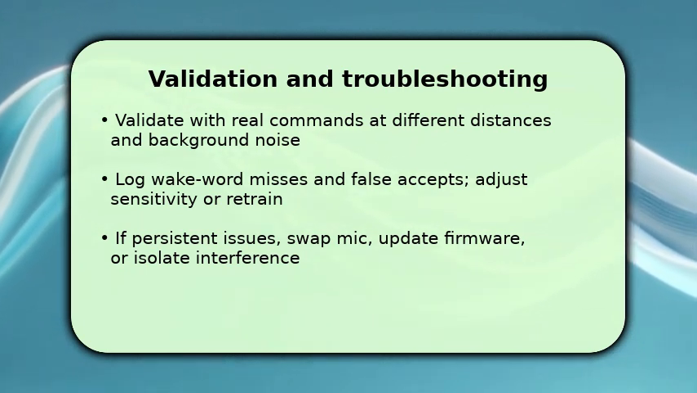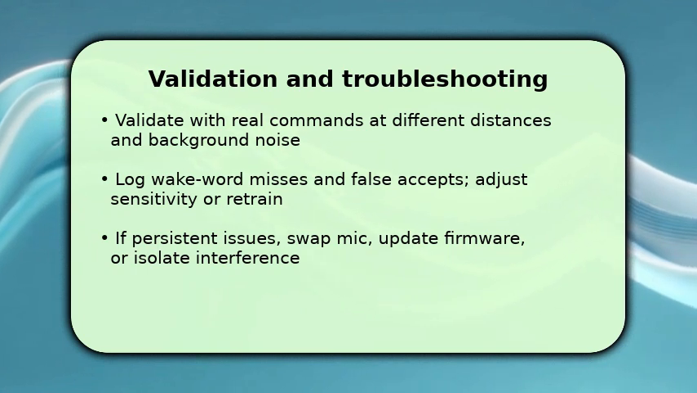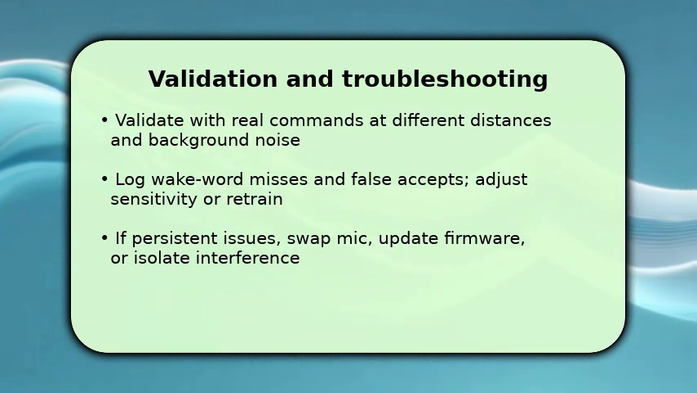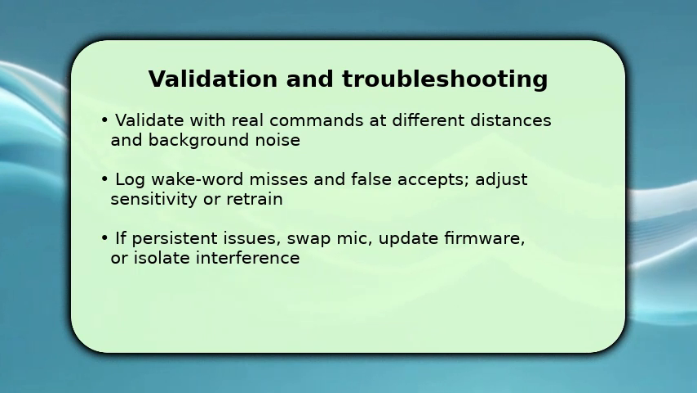If you see misses, lower sensitivity or collect additional samples for retraining. If false accepts increase, raise threshold or tighten VAD. Make sure to log examples for each failure mode.